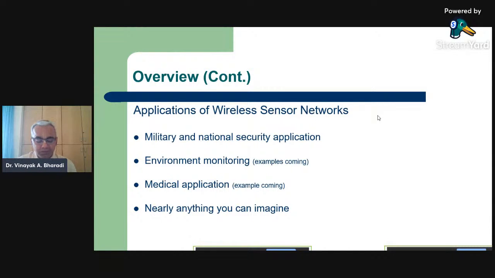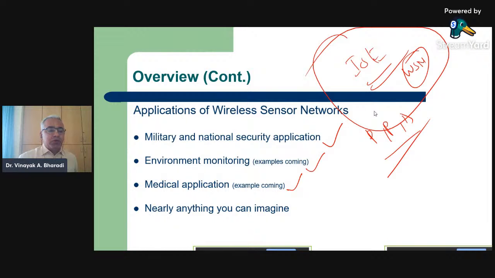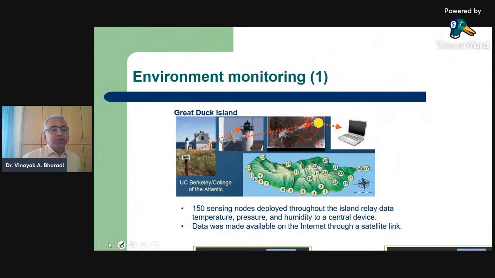So here are the other examples where military or defense applications are there, environmental monitoring, then medical applications, and anywhere where you have people, process, and data. If you want to go for an application, it is people, process, and data, and IoE applications can be designed for that. And yes, when IoE is there, this IoE will need WSNs as part of deployment. Okay, so let us move and see this application.